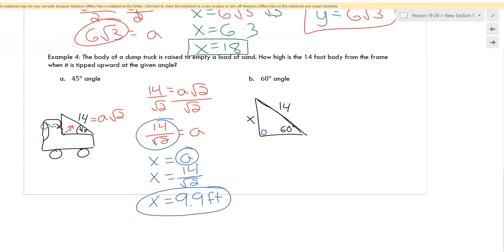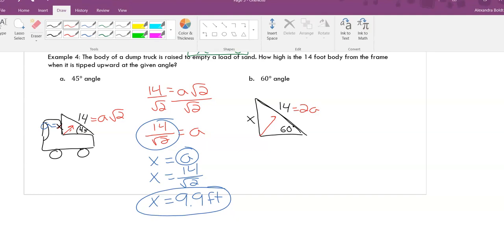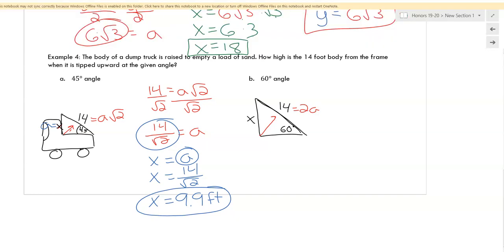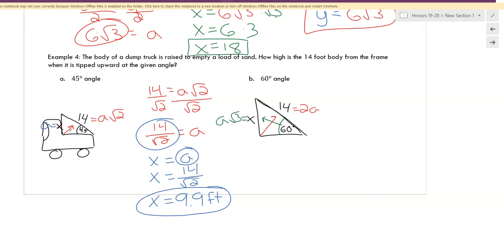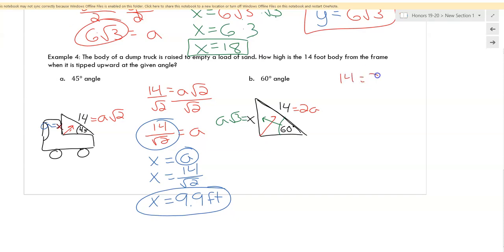So again, across from the right angle is 2a. And across from the 60-degree angle, that's my a root 3. So I know 14 equals 2a. Divide both sides by 2. a equals 7.